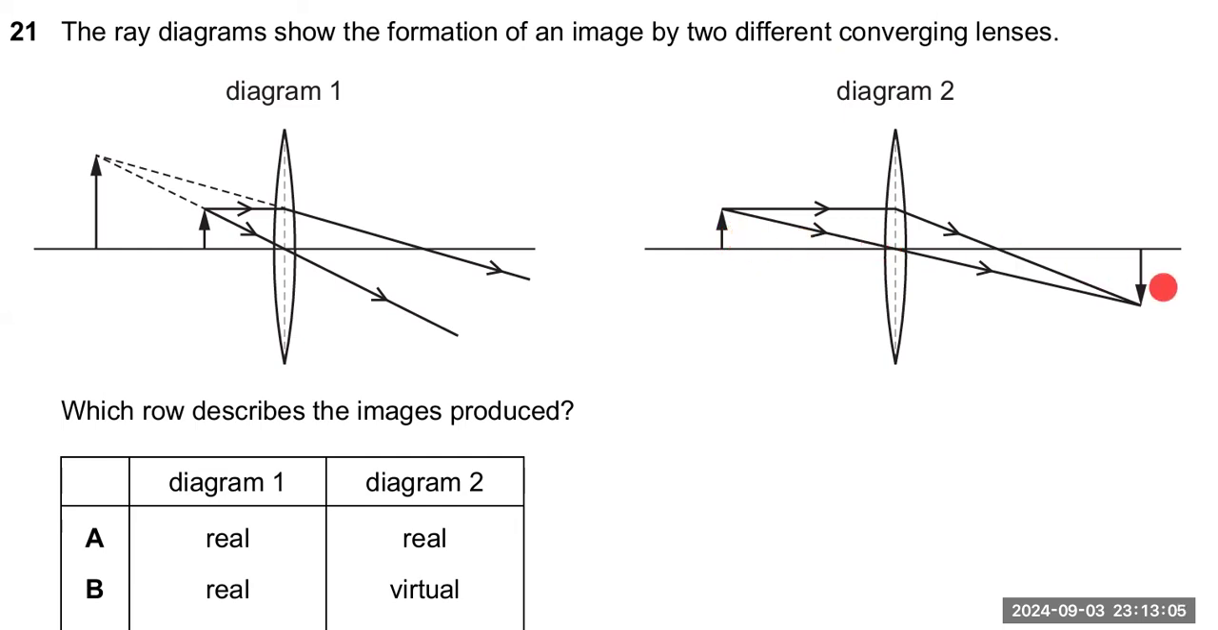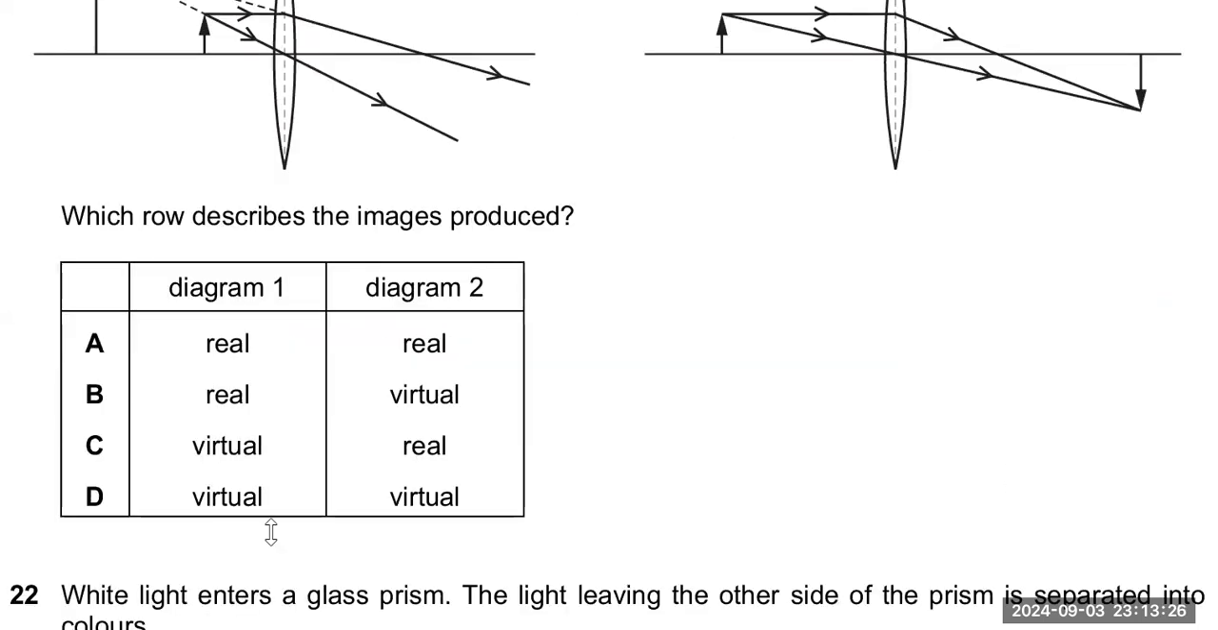In that case, you will see the size of the image is greater than the size of the object. But such a type of image is mostly formed on the screen, so the image that is formed on the screen is called a real image. So your option will be, in diagram 1 is virtual and 2 is real image, so the option will be C. Okay, option will be C.